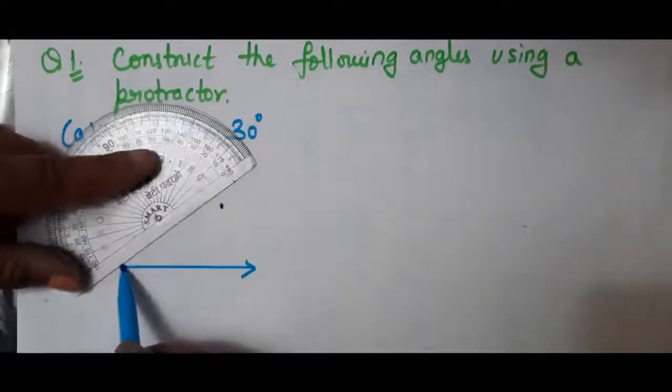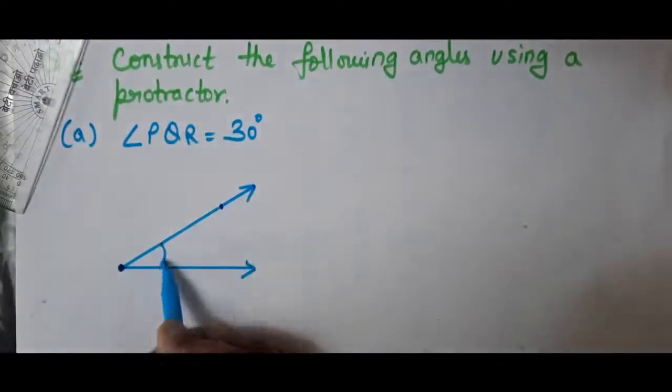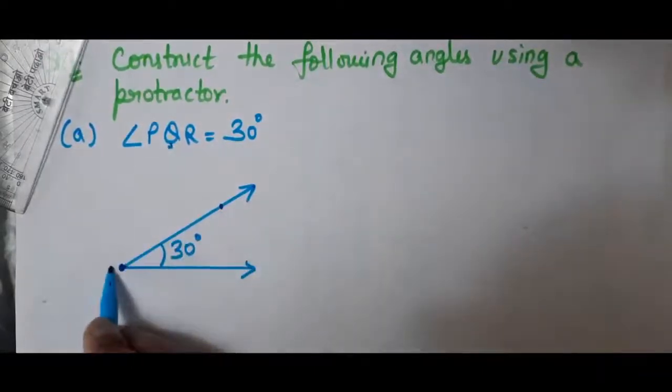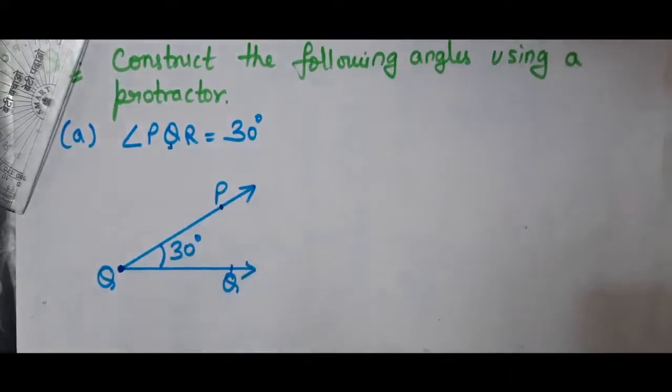Now join these 2 points. You will get an angle of 30 degrees and we name it PQR, where Q is the vertex. The middle point is the vertex of the angle PQR.